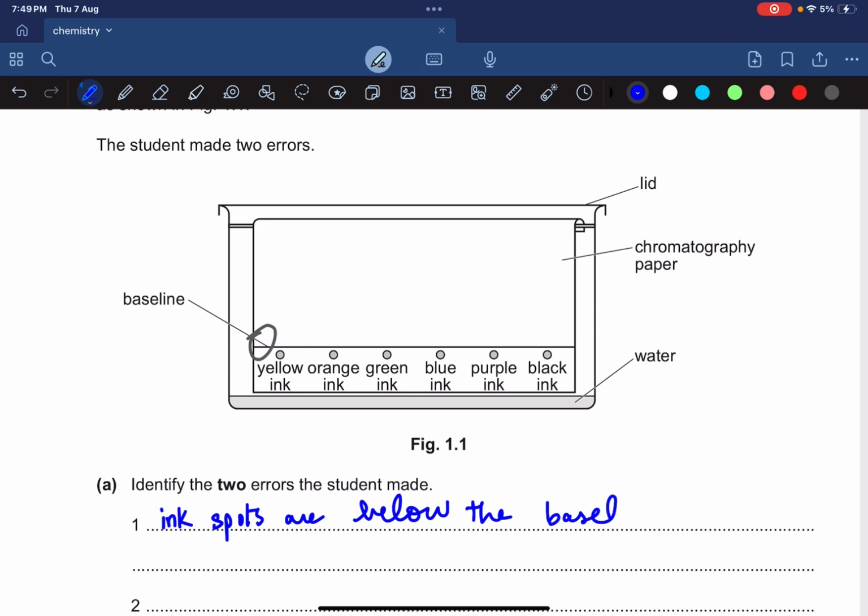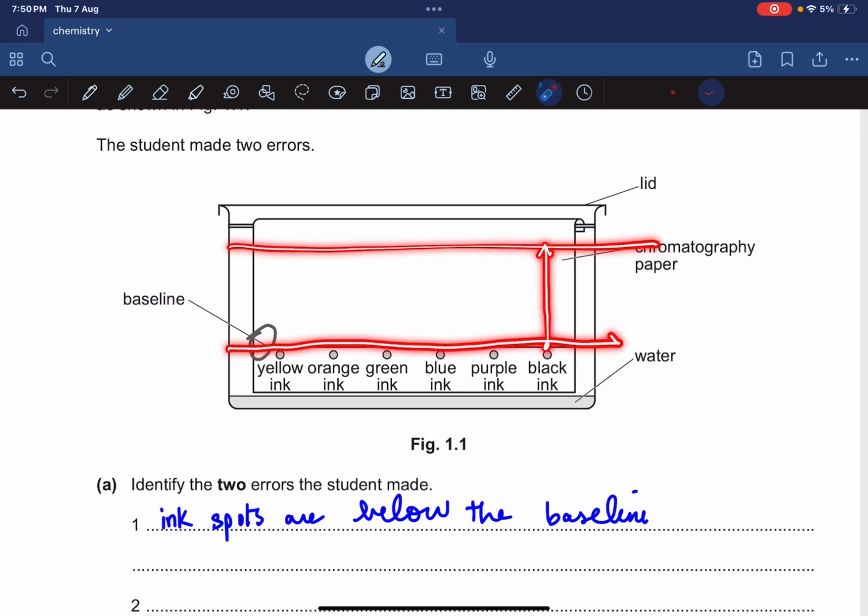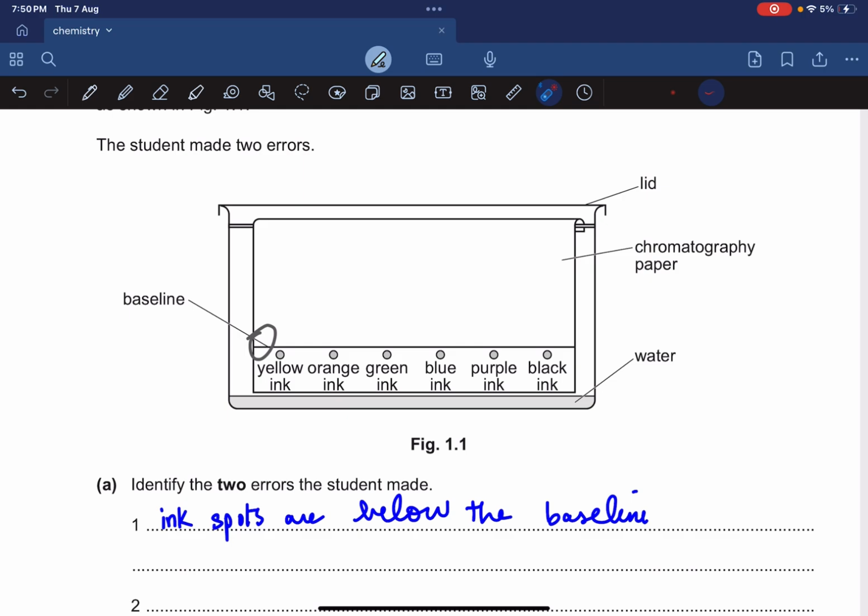And why do you have to put the ink spots on the baseline? Because when the water is going to move up, your spots are also going to move up, they're going to travel up. But if your spots are not on the baseline, you cannot calculate the distance they traveled. If you put the spot exactly on the baseline, then you can calculate how much your spot traveled by measuring with the ruler from here to here. Otherwise you won't be able to measure accurately.